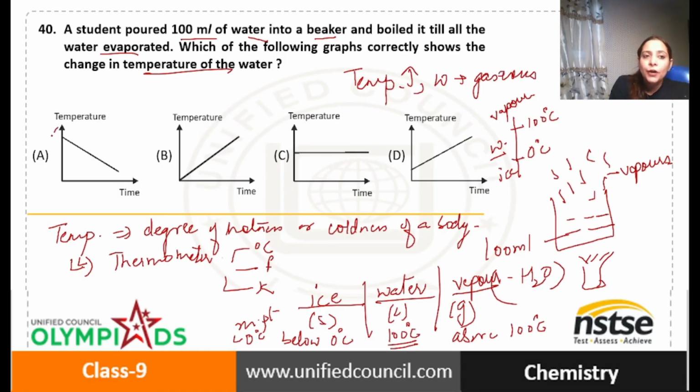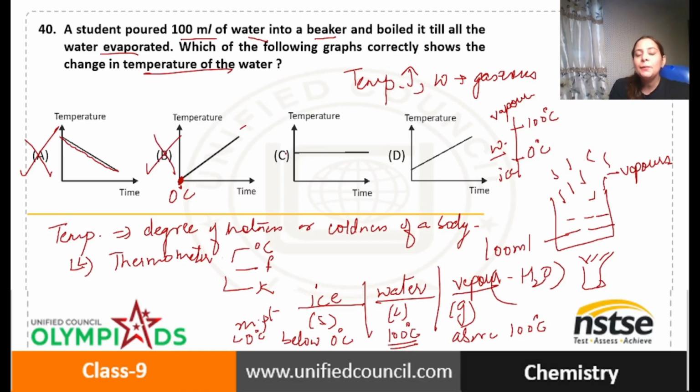Therefore the first graph is incorrect, because here you can see temperature is falling on heating, which is not possible. In the second, temperature is increasing linearly, which is fine, because when you heat something, temperature increases. But here it is shown that at 0 degrees Celsius water was present, whereas we know that at 0 degrees Celsius the state is ice, not water. It starts melting at that point. So that is why it is wrong.